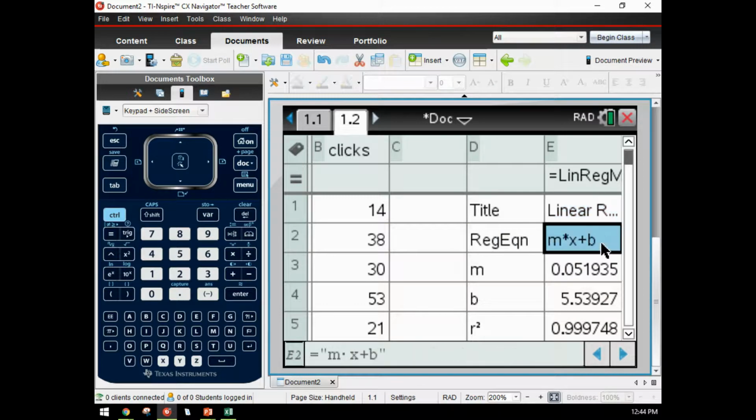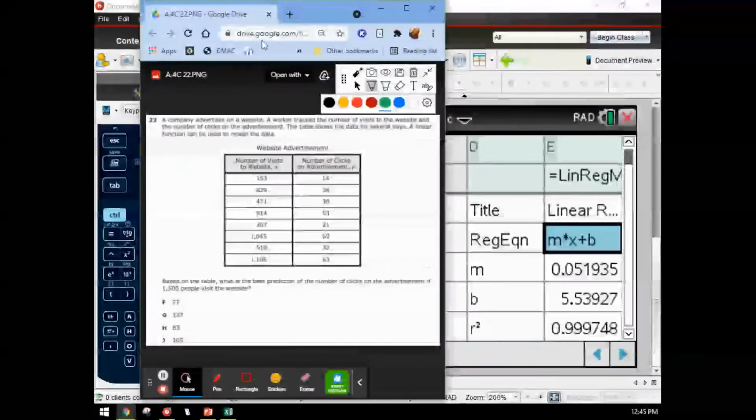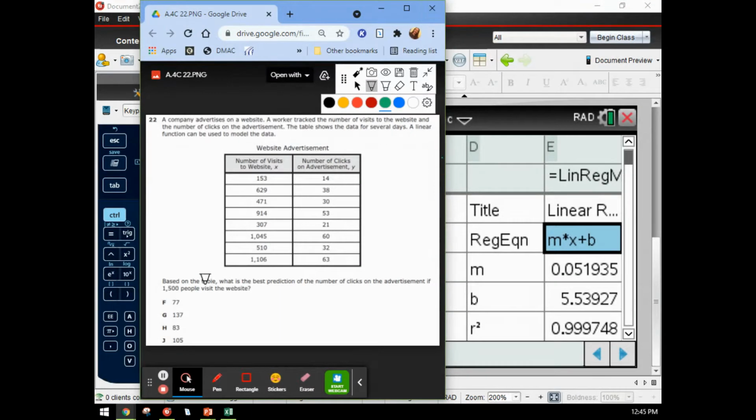Okay, the things that I'm looking for: this tells me what the format is of this information. M is my slope, so here's my slope right here. And B is my y-intercept, so it's right here. So now that I have my equation for my problem, here's my problem that I'm working on. My equation is 0.05x plus 5.54, because I'm going to round it. Always use at least 2 decimal places.